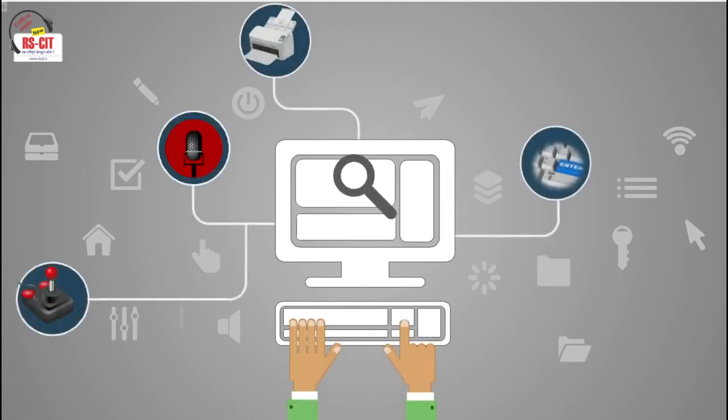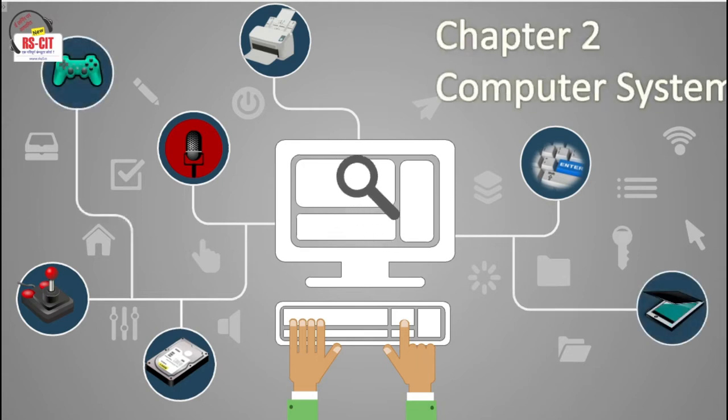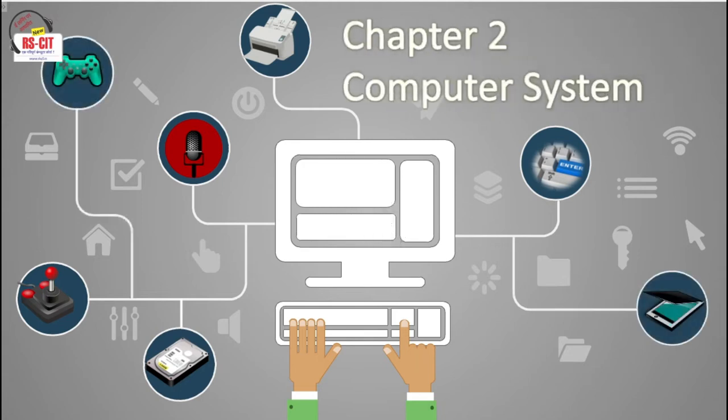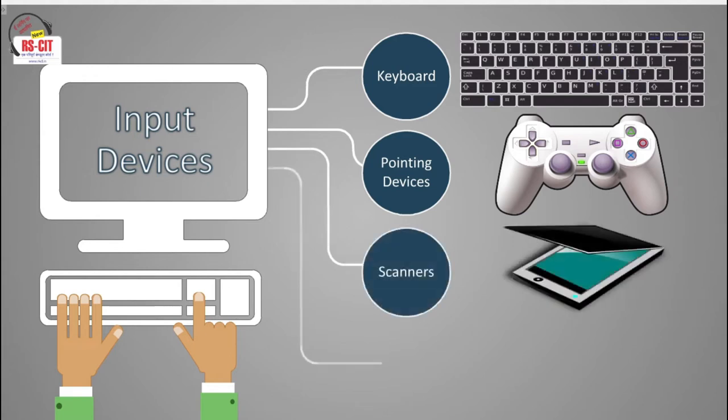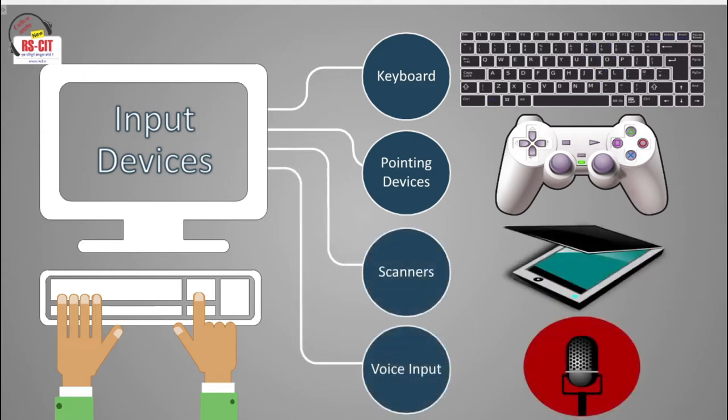In this chapter, you will explore input devices, output devices, computer memory and classification of computers. Now we will explore all the components of a computer system one by one, starting with input devices. Most commonly used input devices are keyboards, pointing devices, scanners, and audio voice capture devices like microphone.